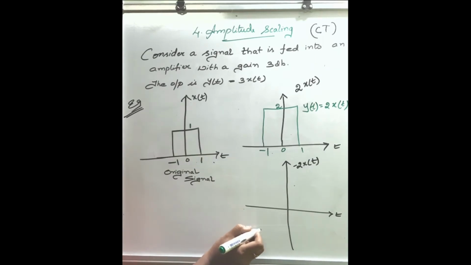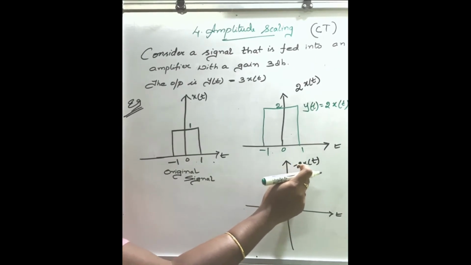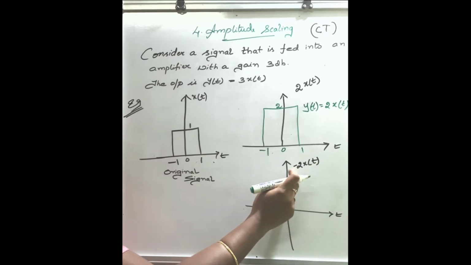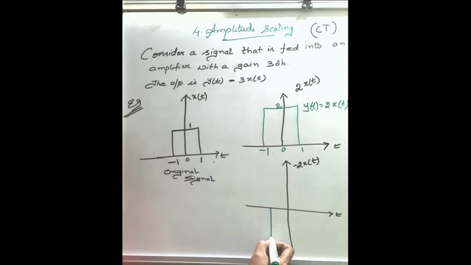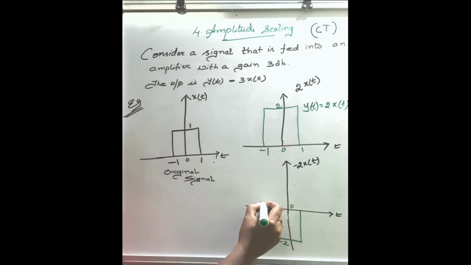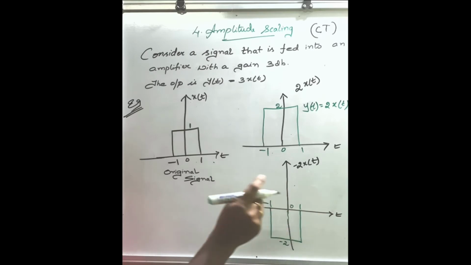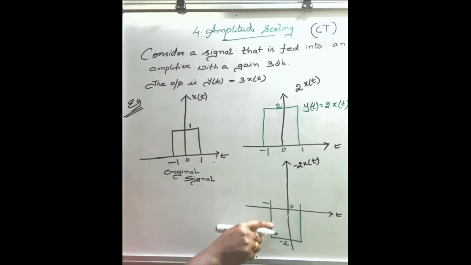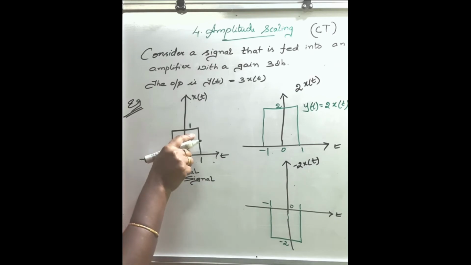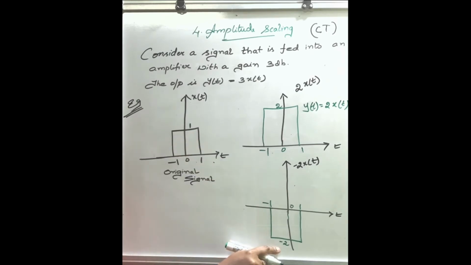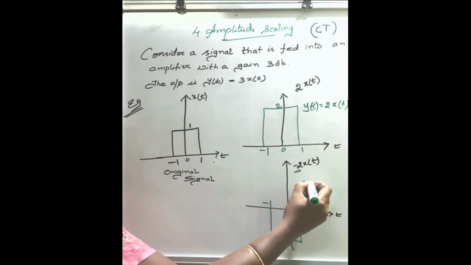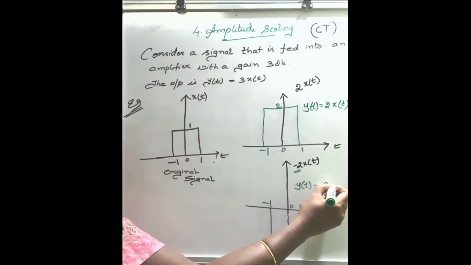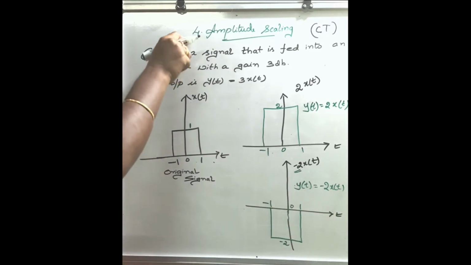Whereas in the second output, we get -2x of t. So when we say -2, the amplitude is twice the original signal but in the opposite direction. But the time period remains the same. It is again from -1 to 1. The amplitude is twice the original signal but in the opposite direction since we have a minus. Now it is y of t is equal to -2x of t. This is called amplitude scaling.